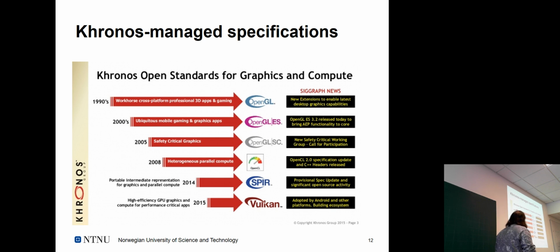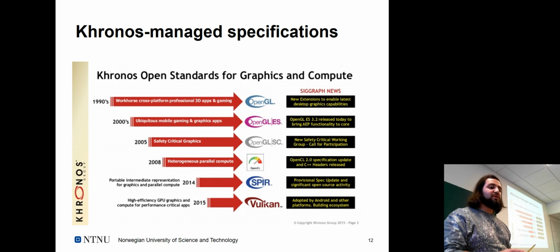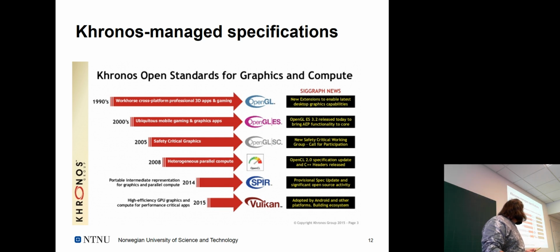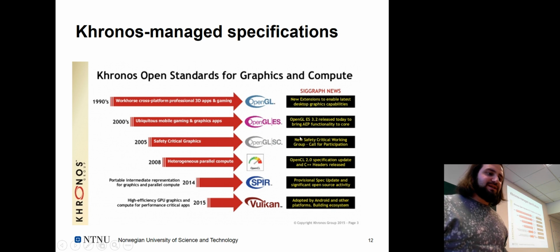And then in 2008 they introduced OpenCL, a language for parallel computing, and in 2014 an intermediate language was introduced for something in between graphics and parallel computing. I will talk about it a bit later. And finally, in 2015 they introduced Vulkan, which is primarily intended for very high efficiency. And on the right side you can see the news SIGGRAPH reported on the introduction of all those specifications.